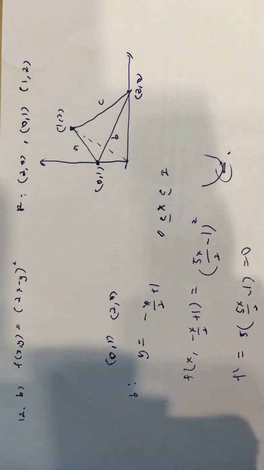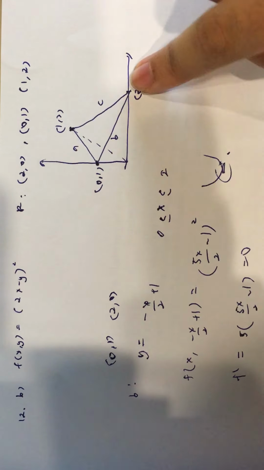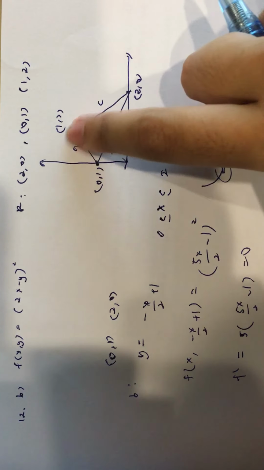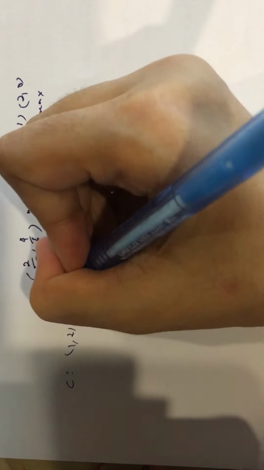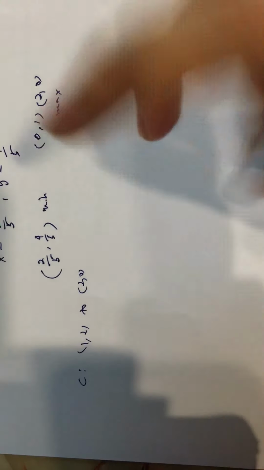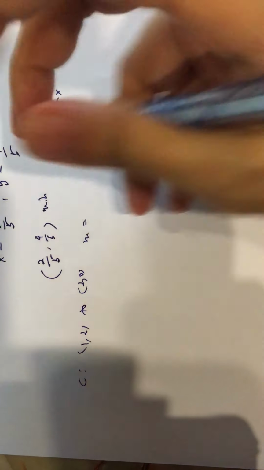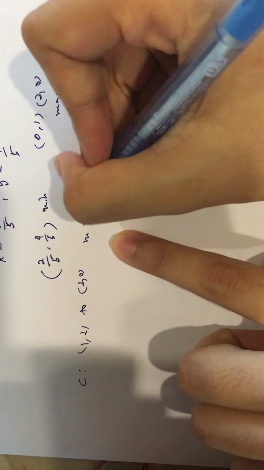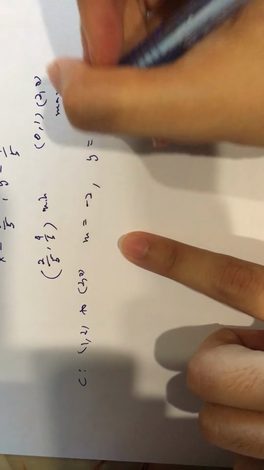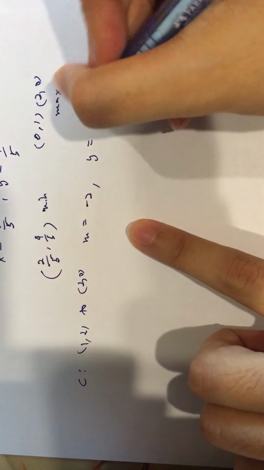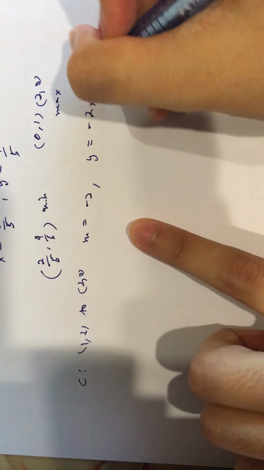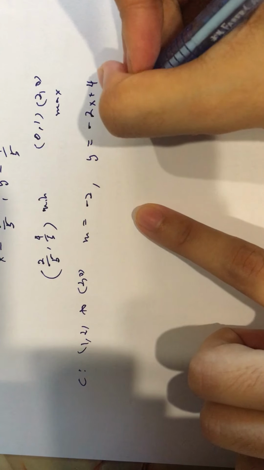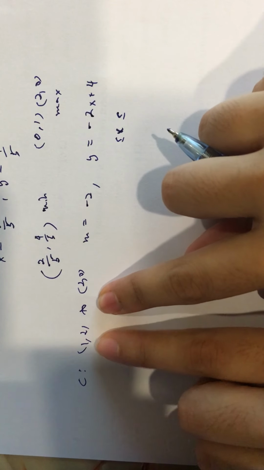Okay, so now let's look at boundary C. So C is from point 1, 2 to 2, 0. So let's calculate the gradient. The gradient here will be minus 2. So we have y is equals to minus 2x plus 4, where x is in between 1 to 2.